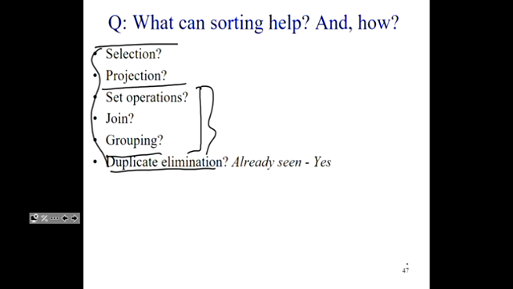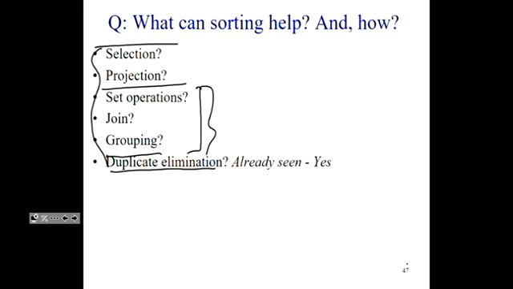So for set operations, join and grouping, sorting can actually help relax the memory requirements. Again, we are operating under the scenario where there are no indices yet. We'll talk about indexes towards the end of the class. Okay, any questions about this? Any objections?